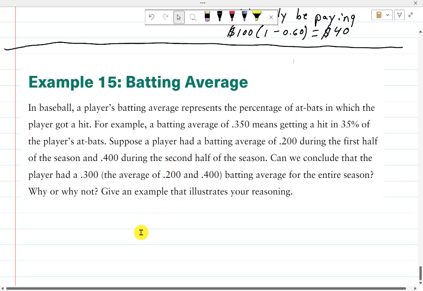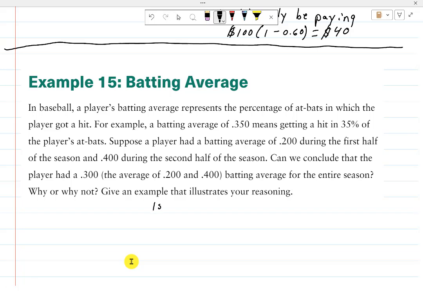So a 200 average is low, so it's kind of possible that playing that poorly might have reduced the number of at-bats. So let's just say that he had 100 at-bats, and that was at a 0.200 average. That means that 200 out of 1,000 times they hit the ball. Or another way of looking at it is they hit the ball 20% of the times they swing the bat. Second half. Now, a batting average of 400 is very high. So it's quite possible that he would have played more at-bats.